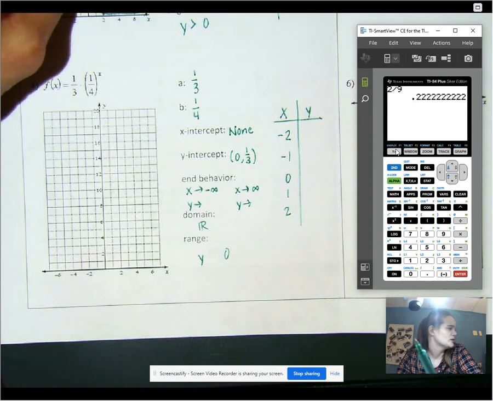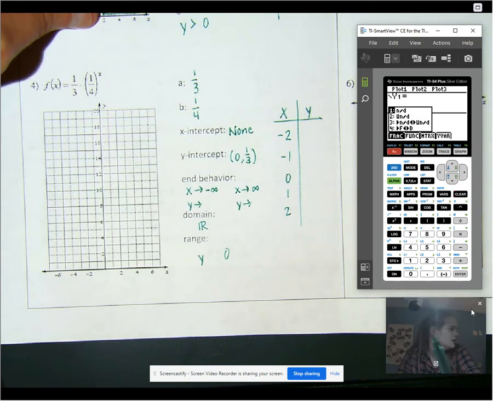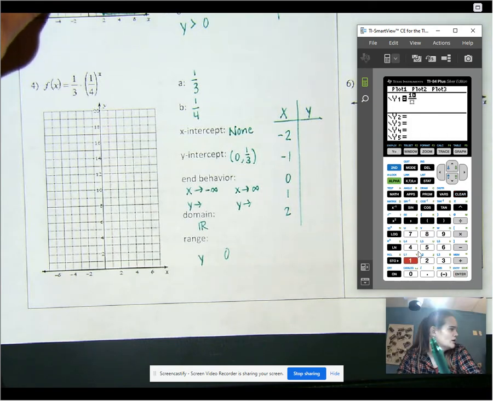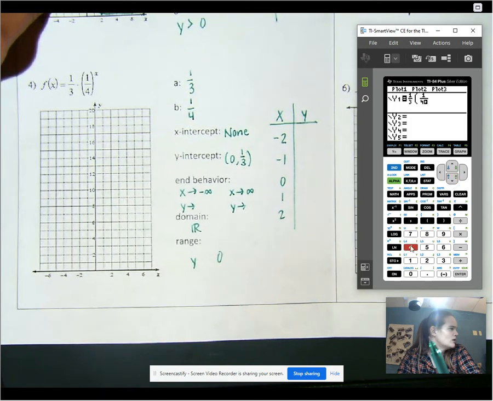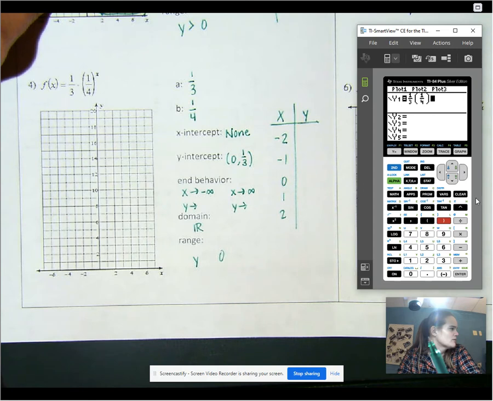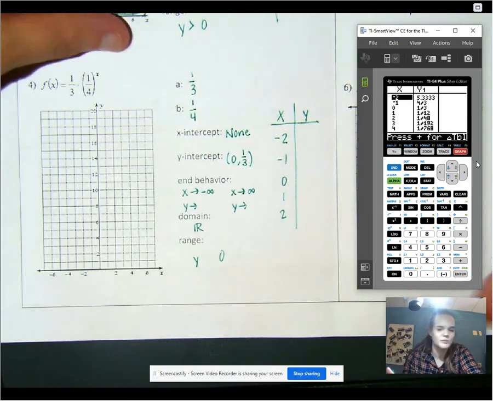Okay, so press y equals. Clear this out. We need a fraction first, so alpha y equals, enter, 1/3, go over, put parentheses, alpha y equals again, 1/4, go over, closing, raise it to x. Second graph. Oh, they're all going to be fractions.